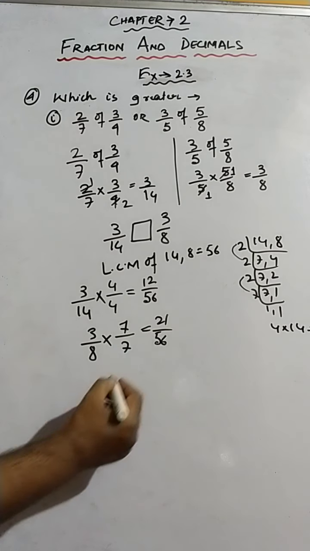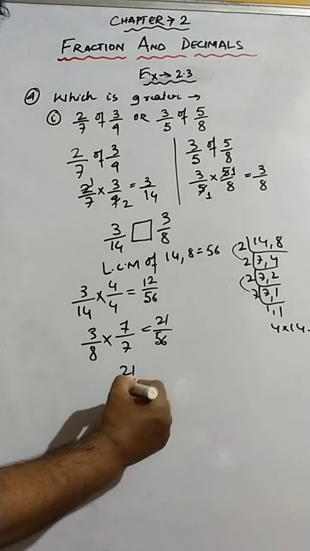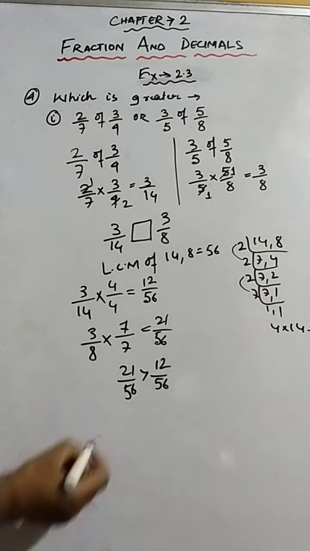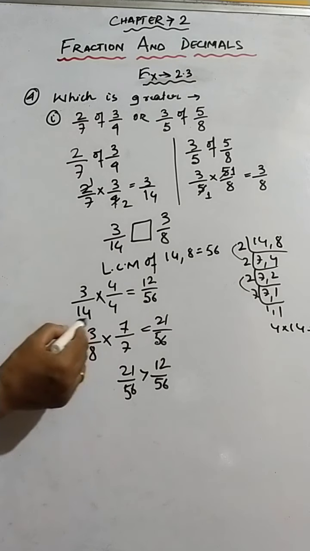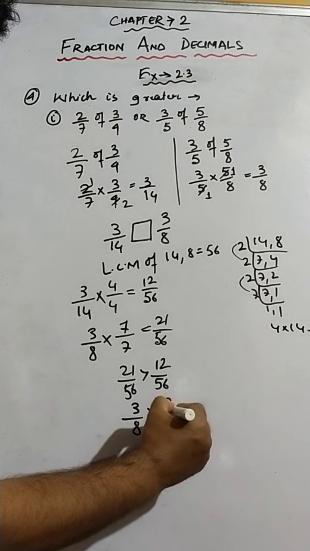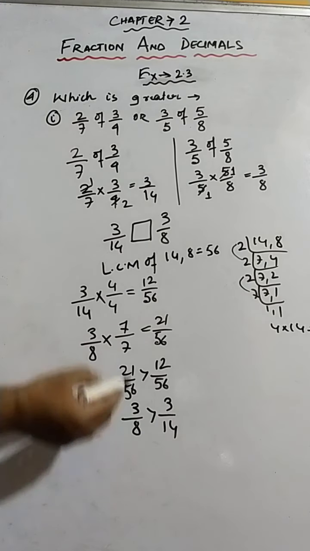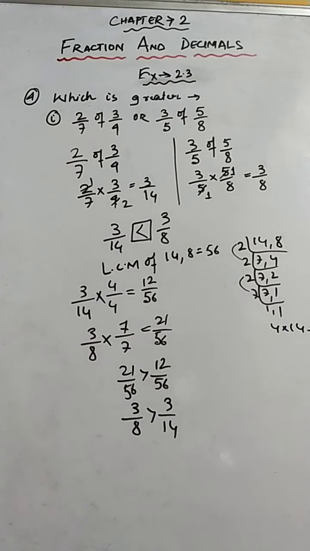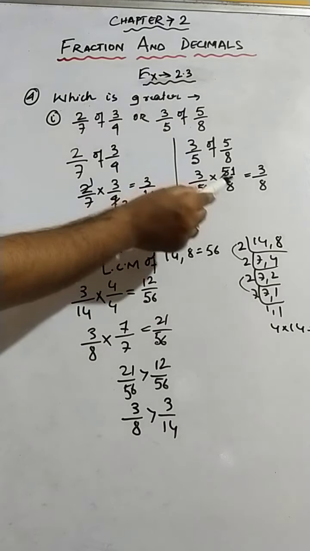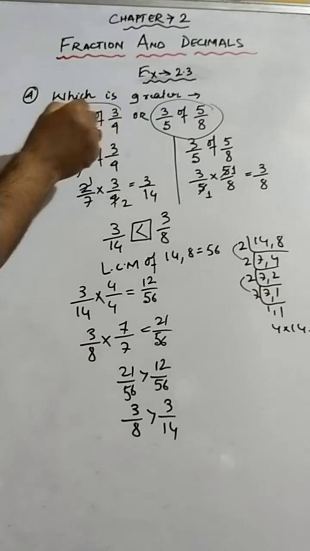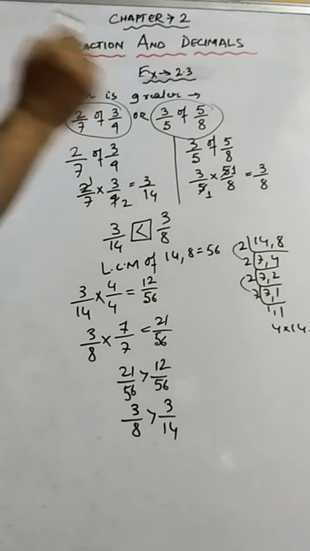Now which one is greater? Obviously this one. 21 by 56 is greater than 12 by 56. But we are getting 21 by 56 from which fraction? From 3 by 8. So we will write 3 by 8 is greater than 3 by 14, and we'll write this sign. Hence the part we get 3 by 8 from is greater than this part.